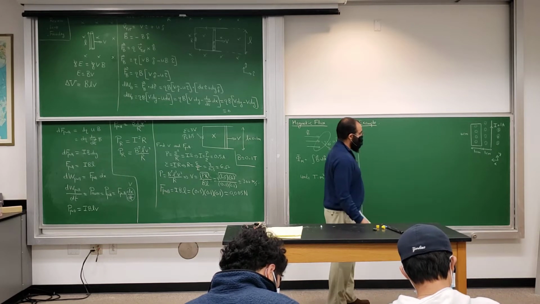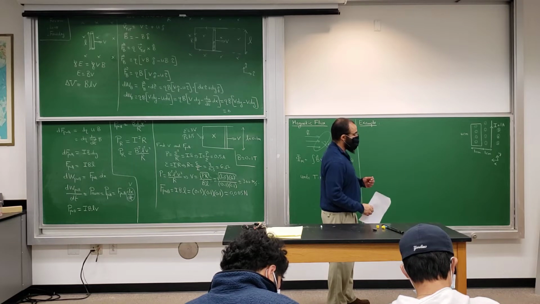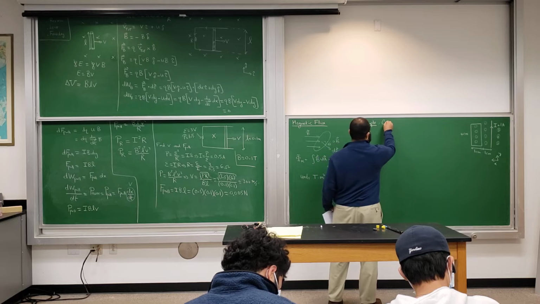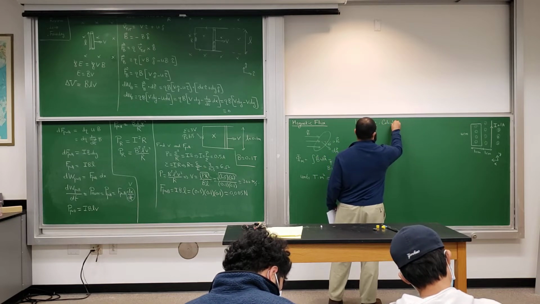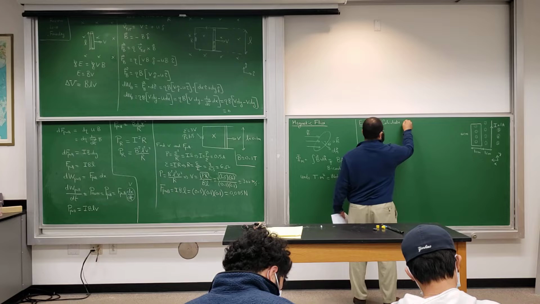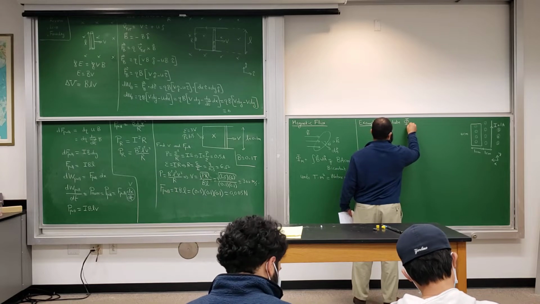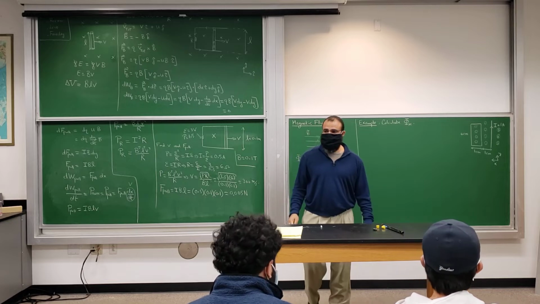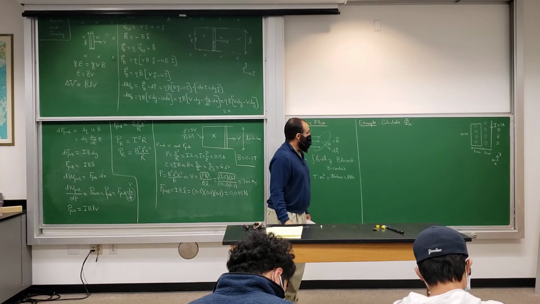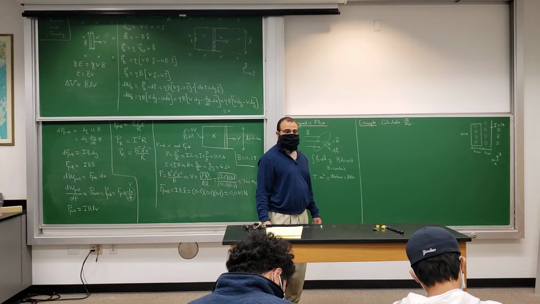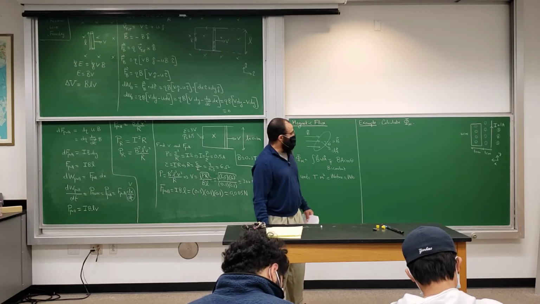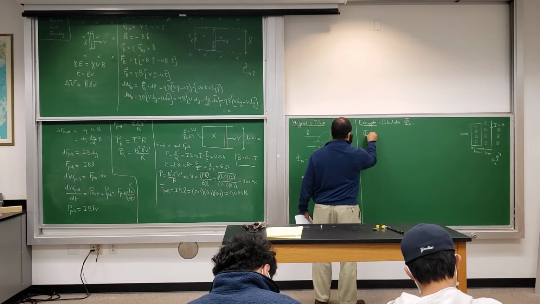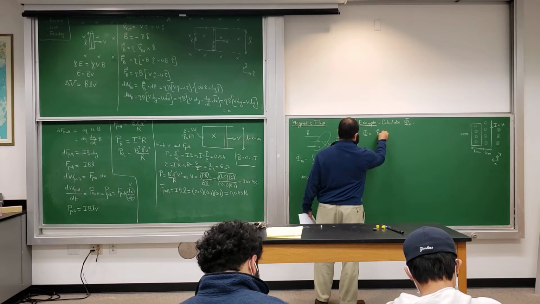So let's see what we can do. First of all, calculate the magnetic flux. Usually people put a subscript M to distinguish it from the electric flux. Okay, calculate the magnetic flux. So we know the following. Magnetic flux by definition would be B dot dA.